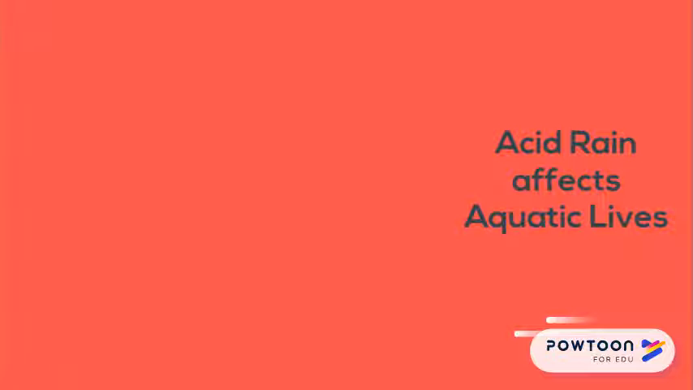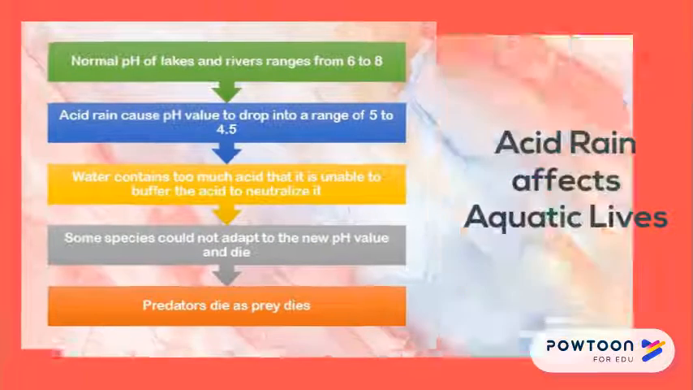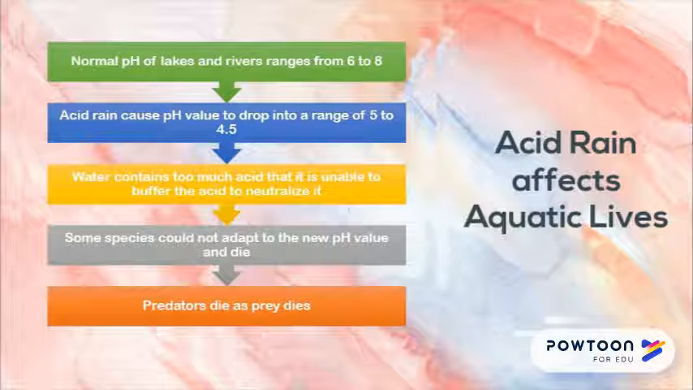So, how does the acid rain affect aquatic lives? Well, normal pH of lakes and rivers ranges from 6 to 8. However, when acid rain mixes with the water in lakes and rivers, the pH value drops into a range of 5 and below.